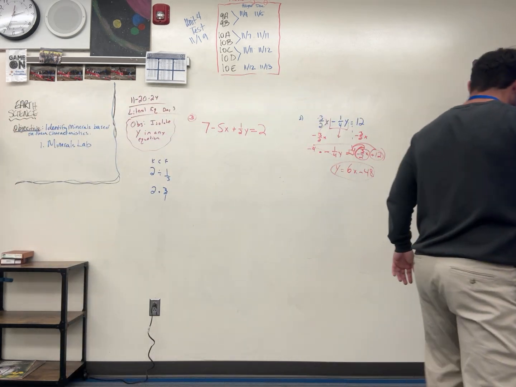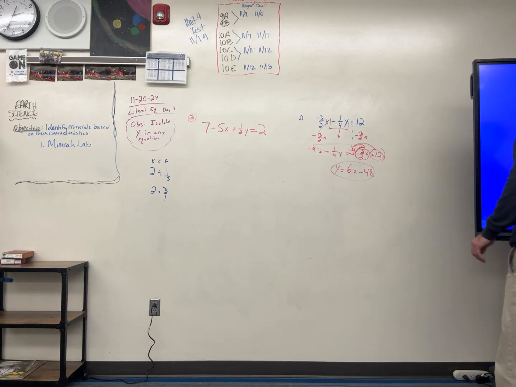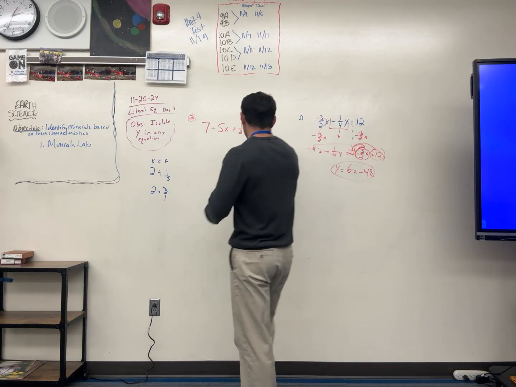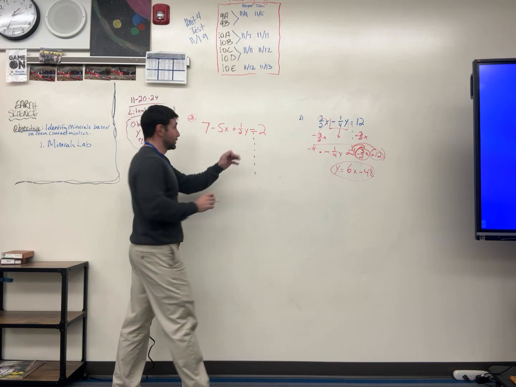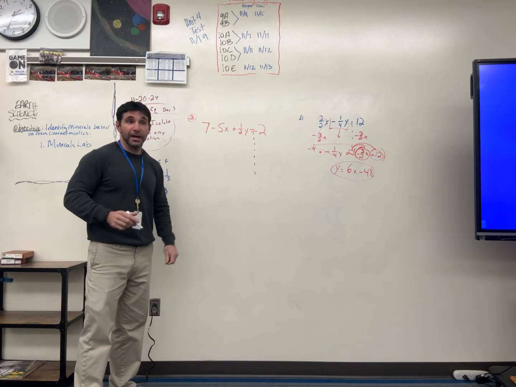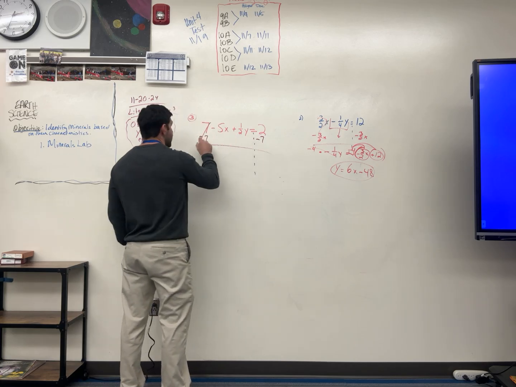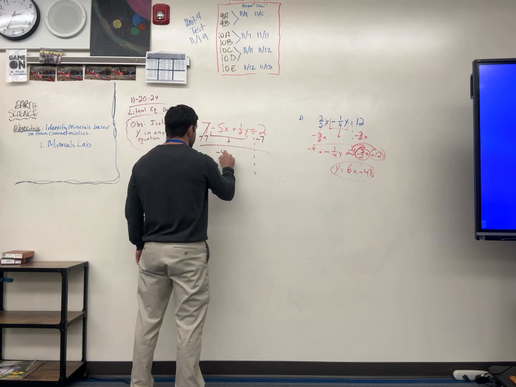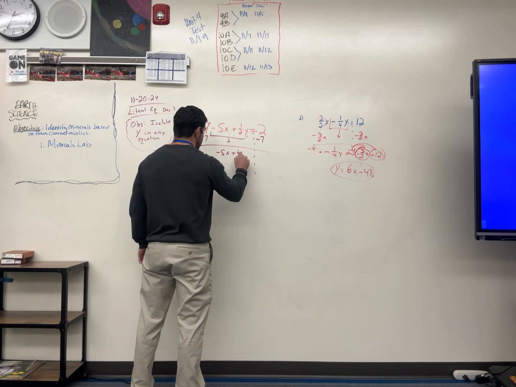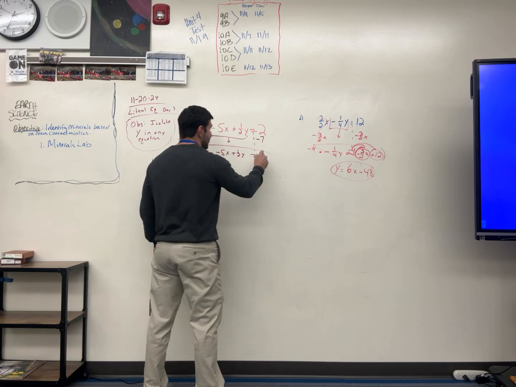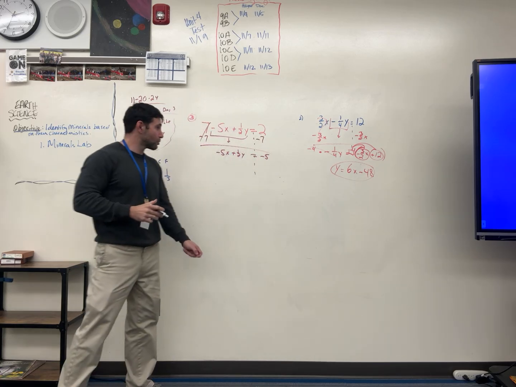Okay, here we go. So, first step. If it was me, first step, I'm moving left to right. I know I need to move the 7 and the 5x. So I'm going to subtract 7 first. That's gone. All this drops down. 2 minus 7 is negative 5. This just gives me a normal problem that I work with.